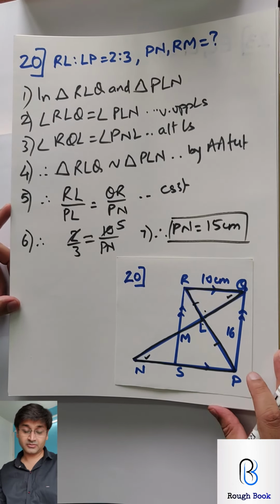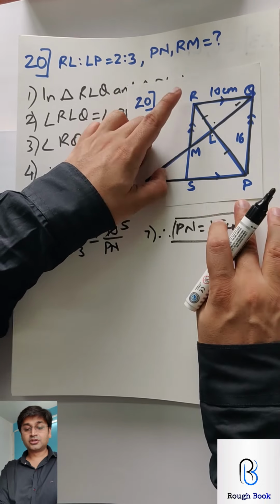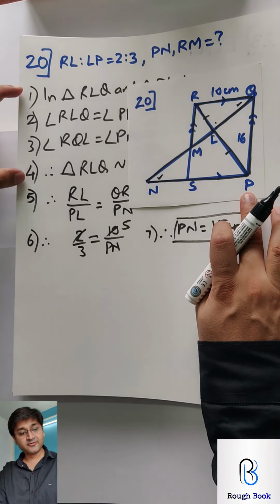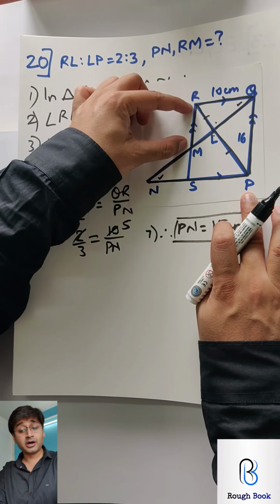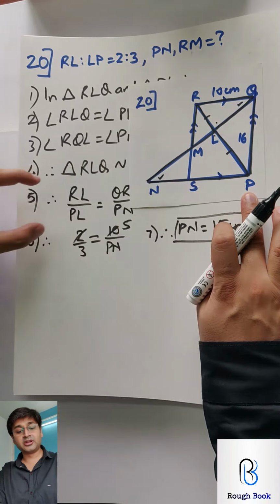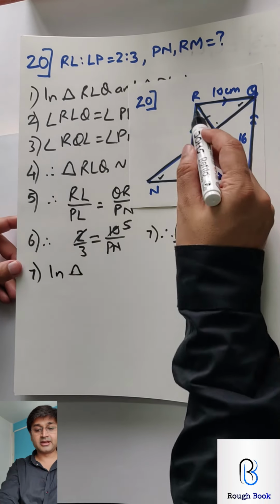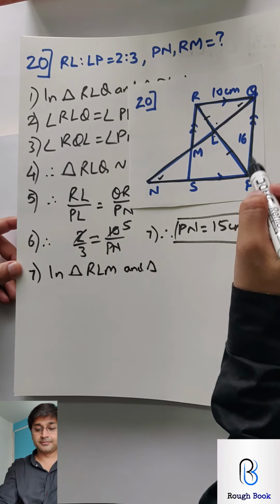Was this simple? Yeah. Likewise, think for RM now. RM is here, this side. So this is the triangle. So if this is the triangle, what is the other triangle? Obviously the opposite triangle. So RLM, QLP, these two triangles you will prove similar. Same 4 steps. 5th step, CSST, RL upon LP known to you, RM unknown, PQ 16 known. So when you put the values here, automatically you will get it. So same 7 steps once again. Let's write it. Come on. So number 1, in triangle RLM and triangle, now this is RLM, so PLQ.